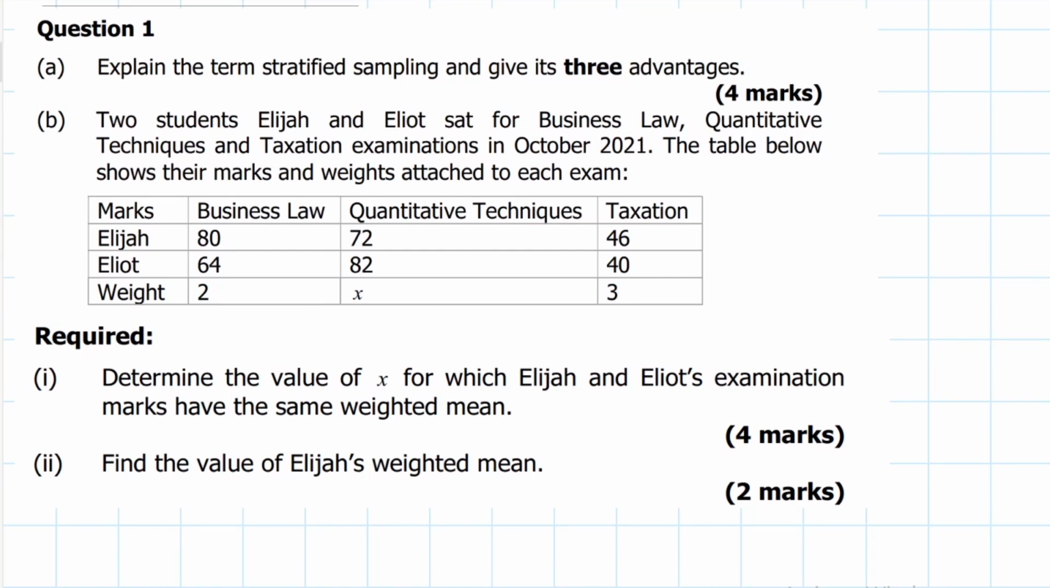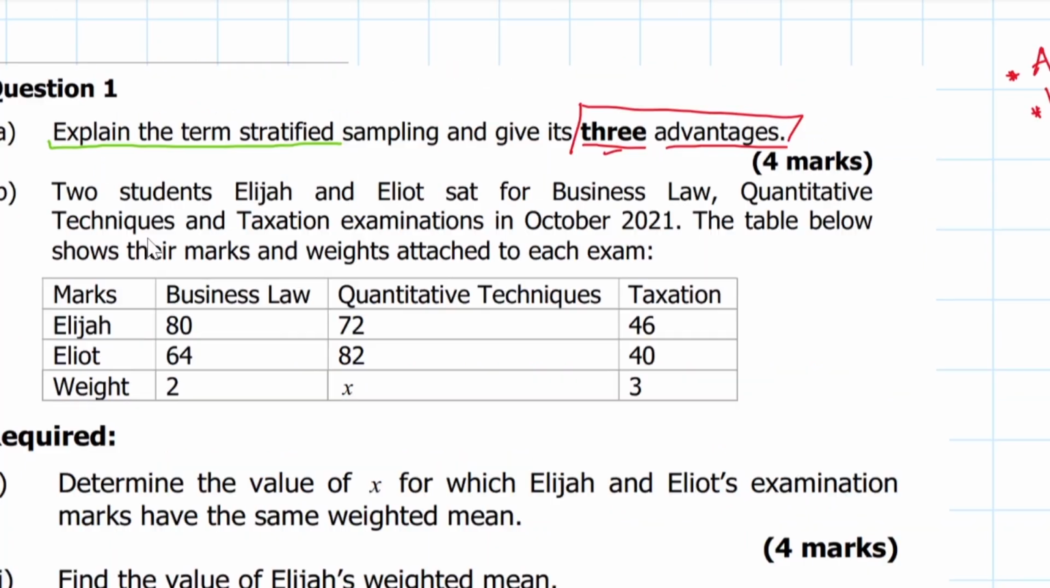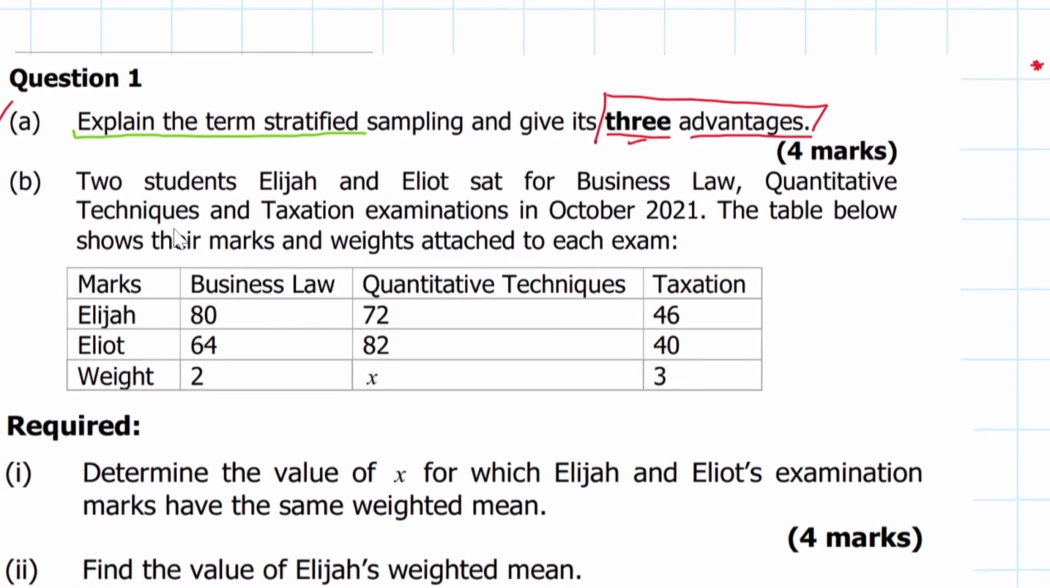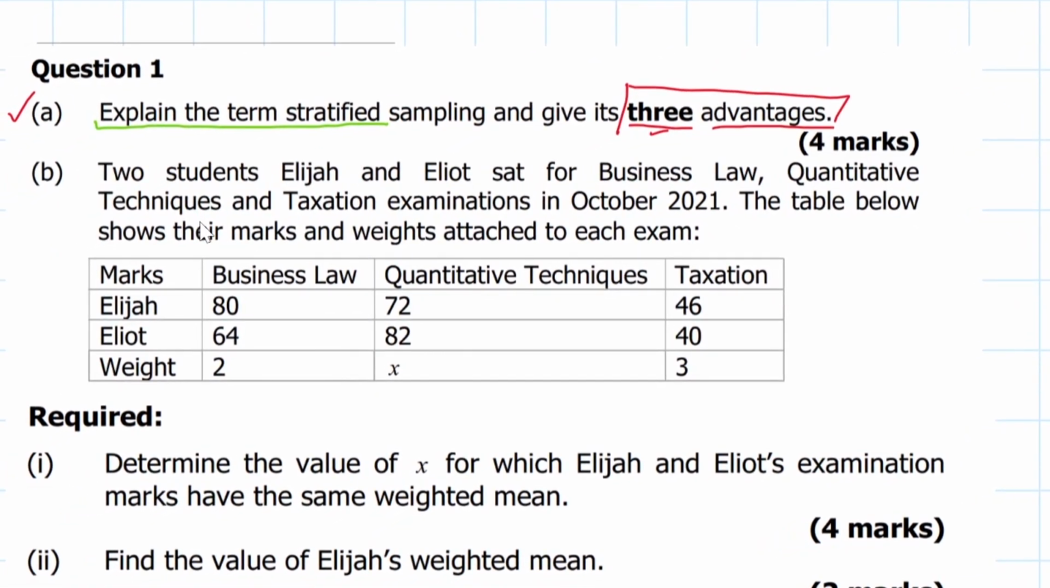My name is Arnold. So in today's video, I am covering a question as you're seeing on your screen. Question 1b is more of a calculation statistical question. They're telling us here that two students, Elijah and Elliot, sat for business law and quantitative techniques and taxation exams in 2021. The table below shows their marks and weights attached to each mark.